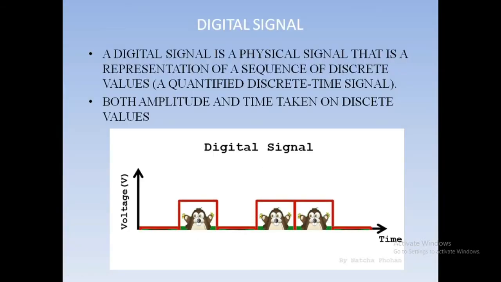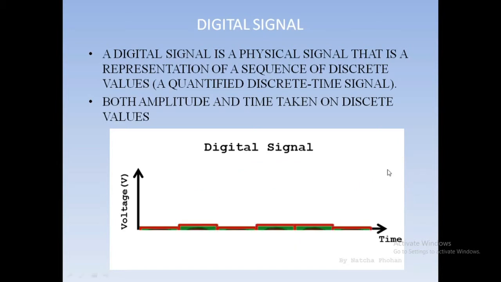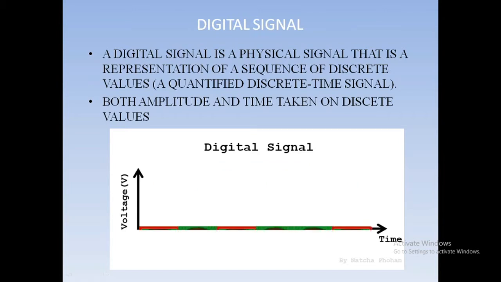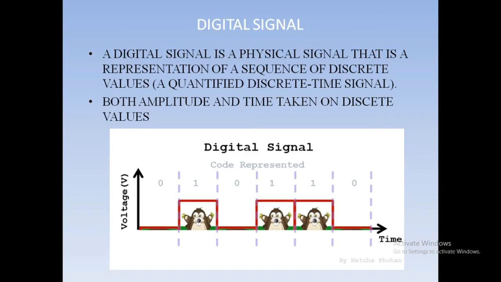Next, what do you mean by digital signal? A digital signal is a physical signal that is a representation of a sequence of discrete values, meaning a quantified discrete time signal. Both amplitude and time are taken in discrete values.